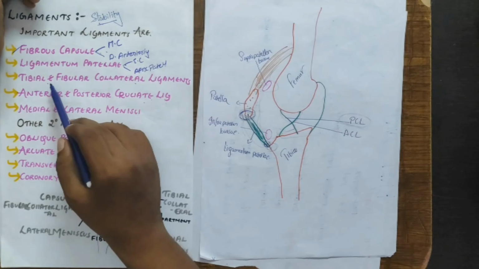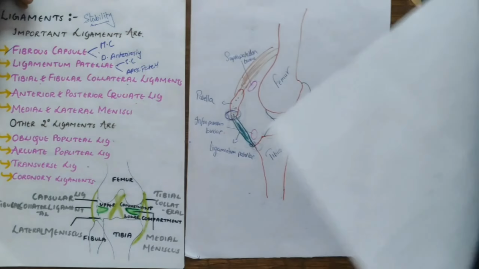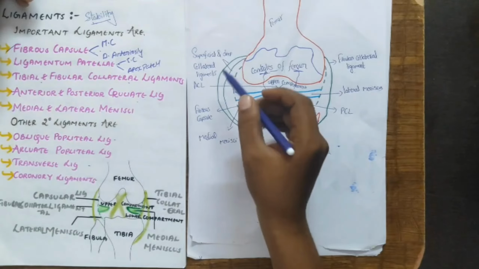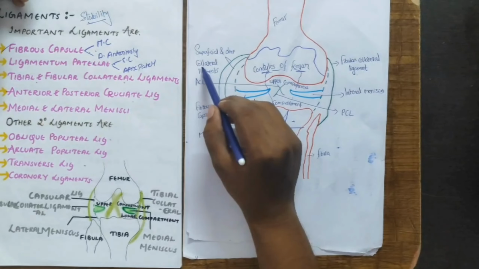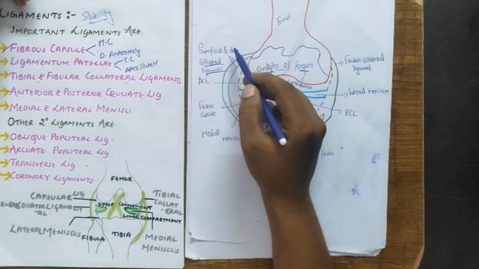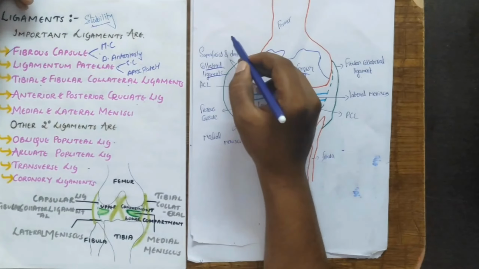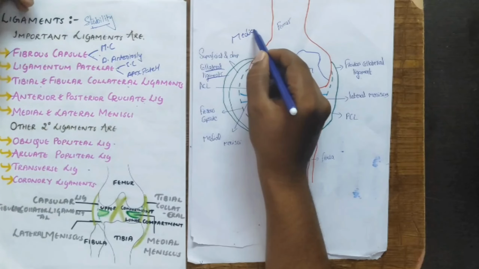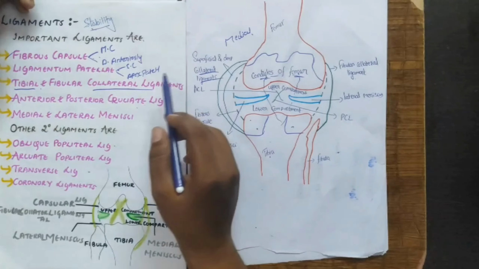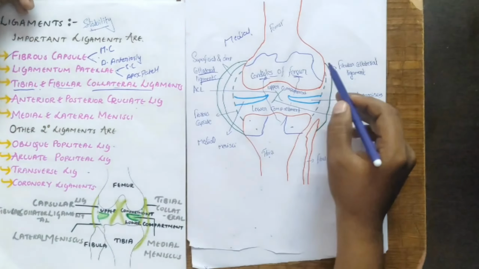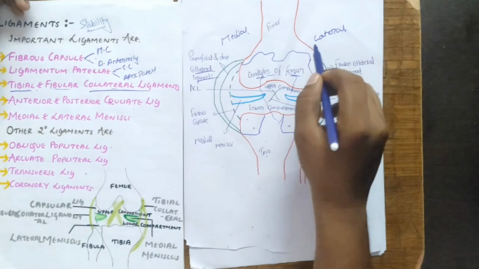And coming to the tibial and fibular collateral ligaments. Tibial collateral ligament, coming to the diagram, has superficial and deep parts. The tibial collateral ligament is also called the medial collateral ligament because it is on the medial side of the knee joint. Fibular collateral ligament is also called the lateral collateral ligament because it is on the lateral part of the knee joint.